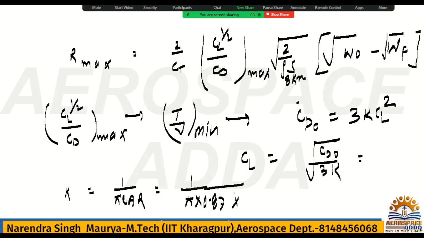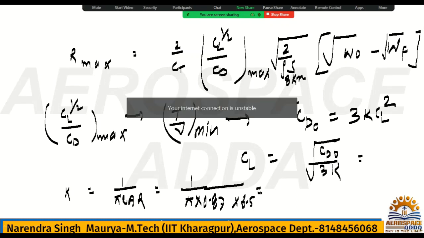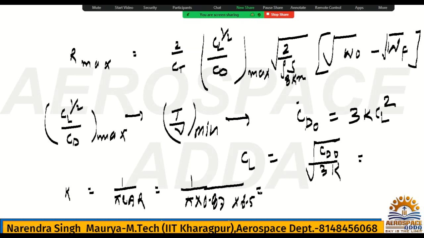and what is the aspect ratio? It is 6.5. So if you calculate how much you may get, 1 upon pi divided by 0.87 divided by 6.5. It is, I think, 0.056. And what is the CD naught in the problem? They have given 0.032. In the problem it is given, please read that, 3k. K is nothing but 0.056.